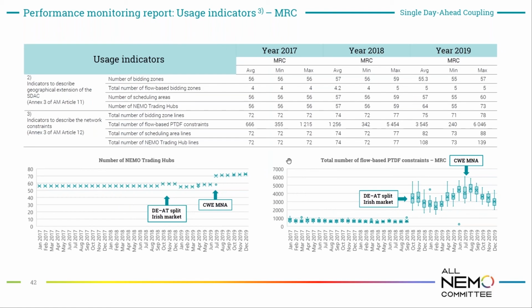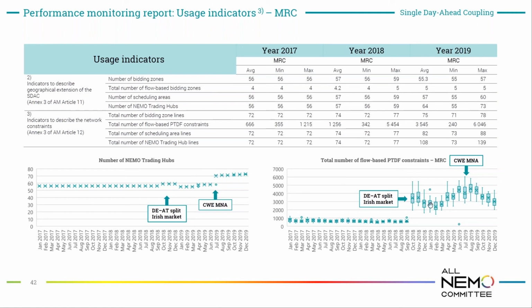Well, regarding the usage indicators, as you can see, when we introduce new areas, or we do some split of existing areas, the number of trading hubs changes, and with the introduction of CWMNA, the number of NEMO trading hubs increases because we have several NEMOs in the same bidding zones.